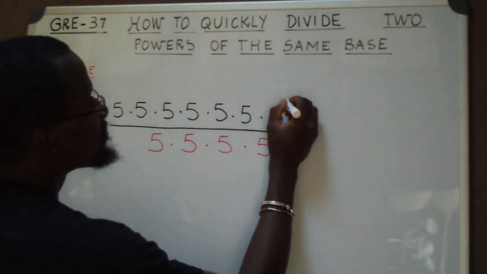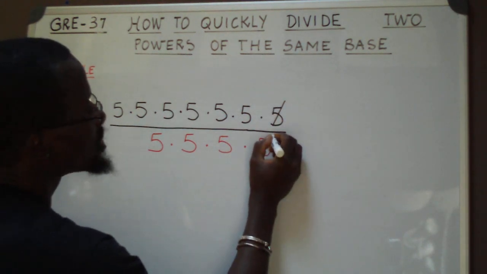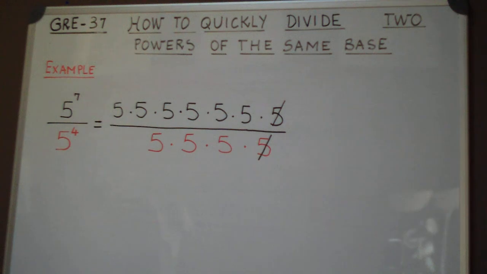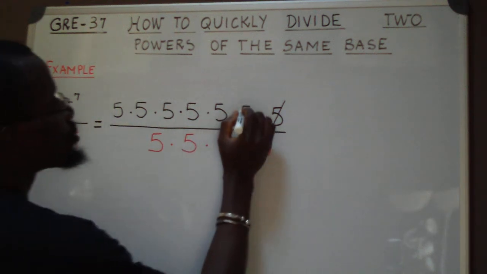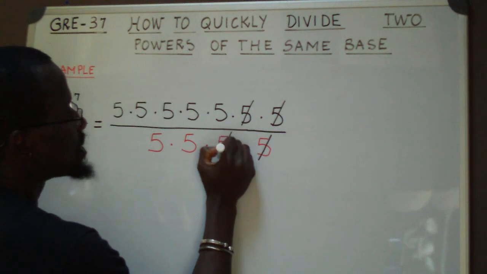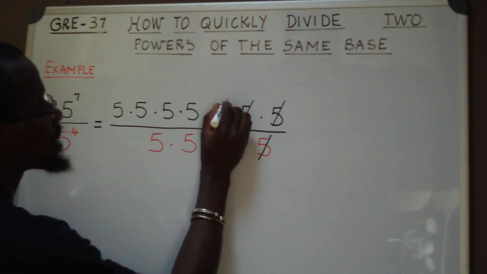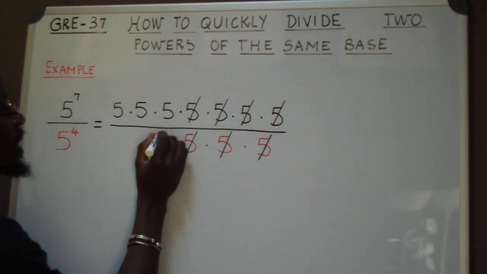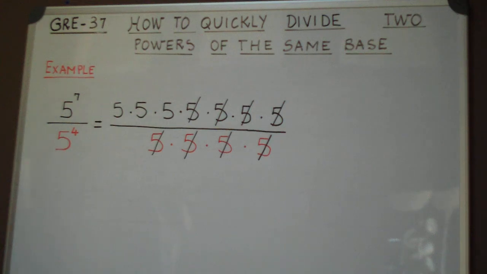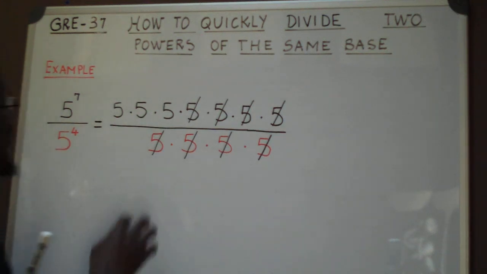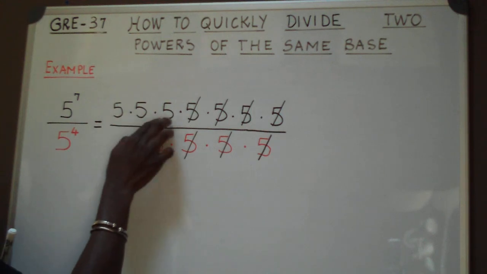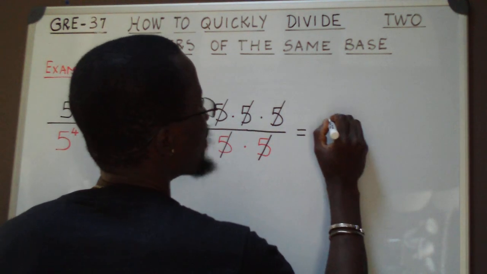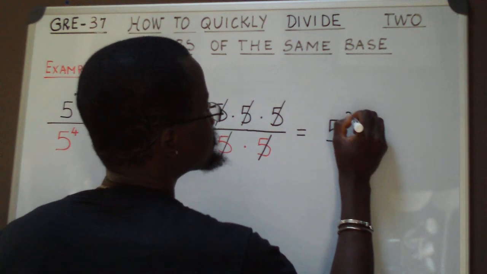Here, this 5 can be crossed out with this 5, because these factors are common to both the numerator and the denominator. Also, this factor can be crossed out with that factor, and this factor can also be crossed out with this factor, and this factor can also be crossed out with this factor. Finally, as you can see, we are left with only 3 factors of 5. In other words, the answer to this is 5 to the exponent 3.